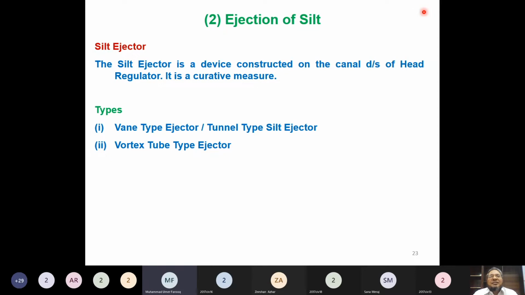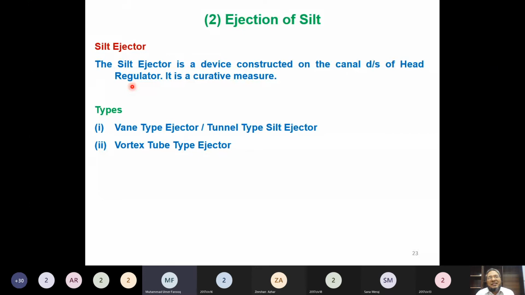Now we want to discuss the ejection of silt. That is the second concept. And for this, we provide silt ejectors. You know, the silt ejectors are provided in the canal just slightly on downstream of the head regulator of the main canal, whereas the silt excluders are not provided in the canals. Those are provided in the river. Okay? So that is the difference.